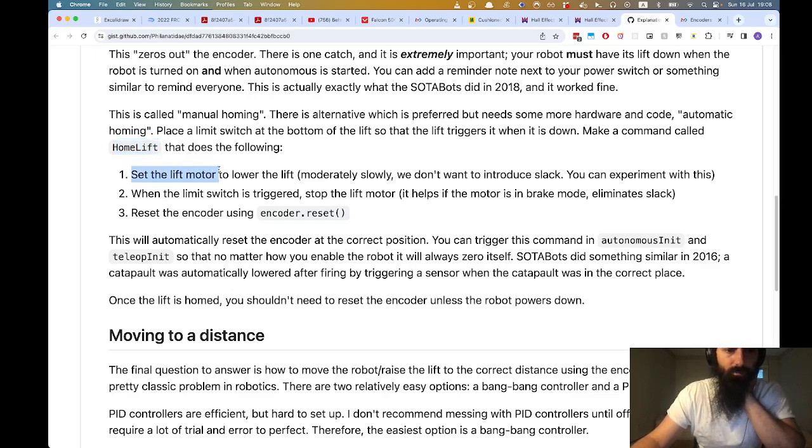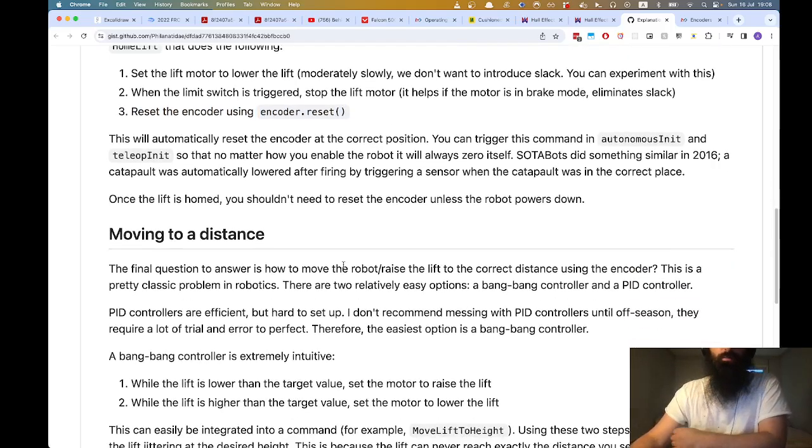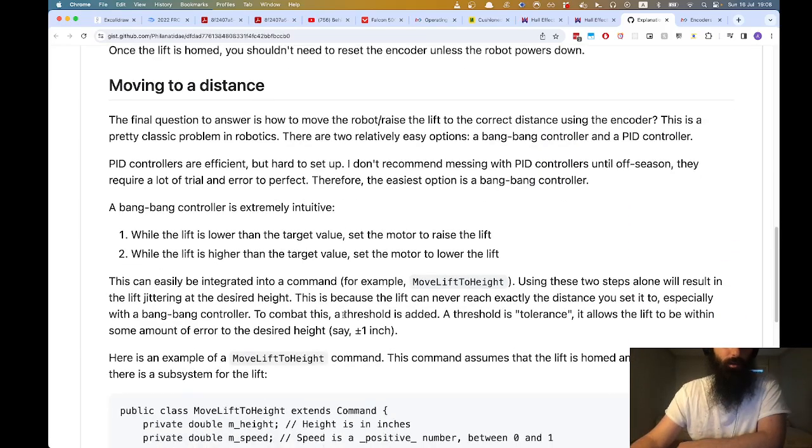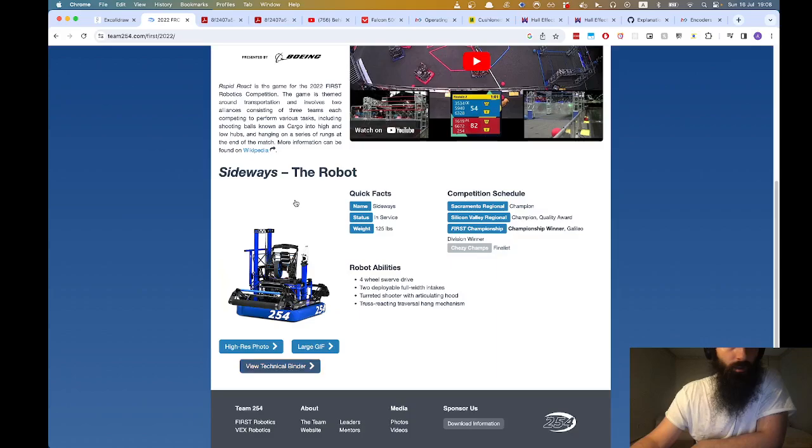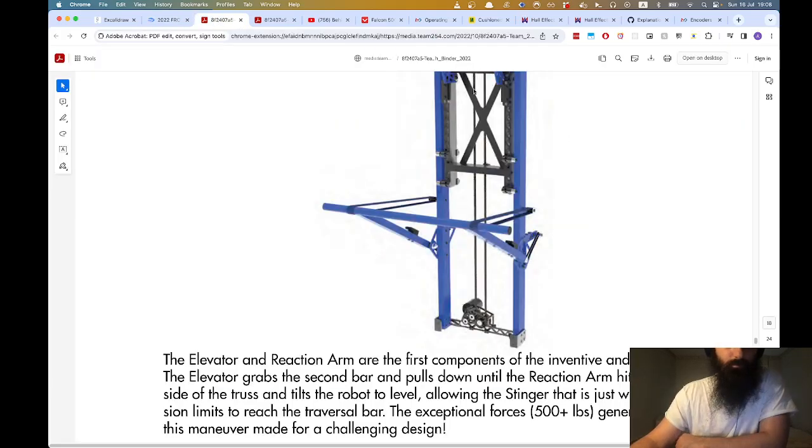It sets the lift motor to lower the lift. You want to do it slowly because you don't want it to break the entire elevator. When the limit switch is triggered, you stop the lift motor. And only at that point you call encoder.reset. This will make sure that from that point, you know exactly where the carriage is.